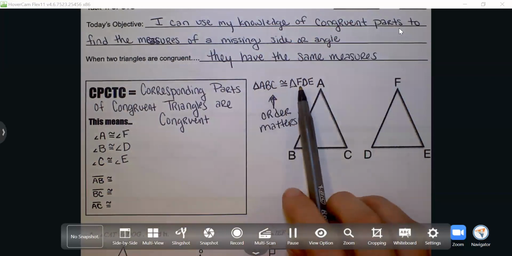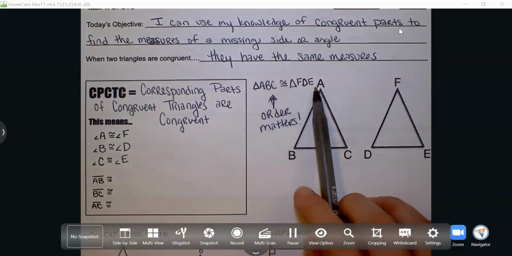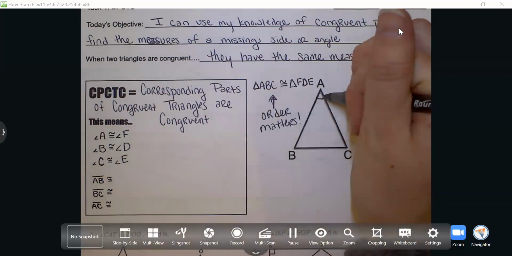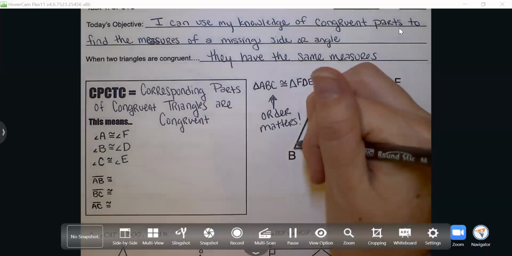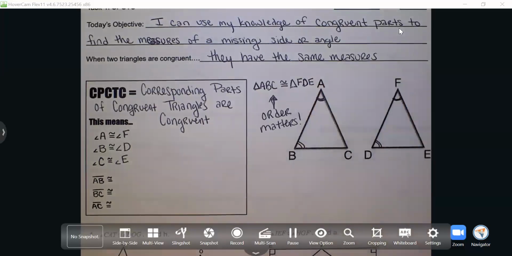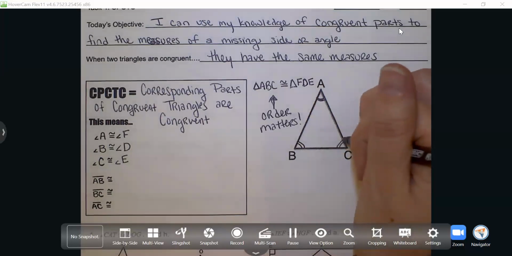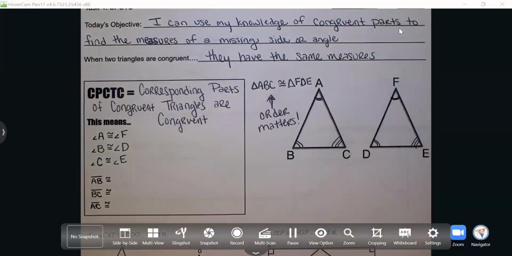Because A and F are congruent, B and D are congruent, C and E are congruent. I could even mark it that way. A and F are congruent to each other. B, I can mark with 2 more lines, and D are congruent to each other. C, I could do with 3, and E would be with 3, because those are congruent to each other.